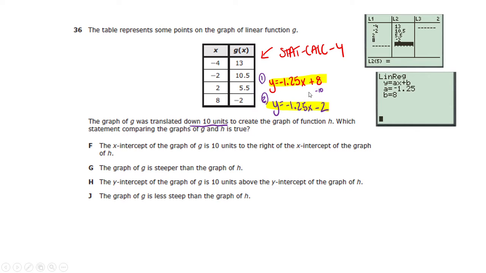So if you're translating something down, you're only changing the y-intercept. The y-intercept, I need to take positive 8 and subtract 10. 8 minus 10 is negative 2. This gives me my second equation. And this is how we're going to answer the question.